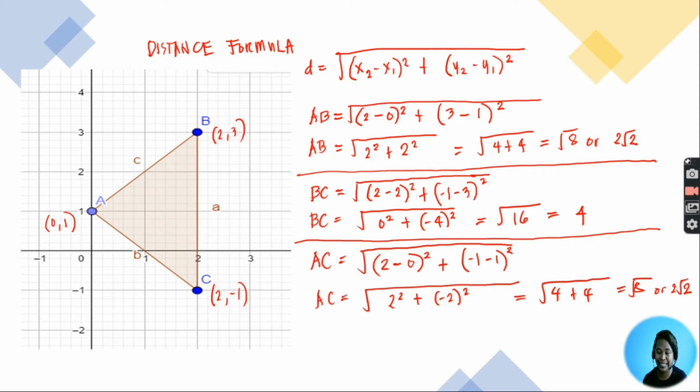So, we can already say that this triangle is an isosceles triangle since AB is equal to AC. Since the definition of an isosceles triangle, there must be two equal sides. So, yun po yung definition ng ating isosceles triangle. And AB is equal to AC since AB is equal to 2 square root of 2 and AC is also 2 square root of 2.